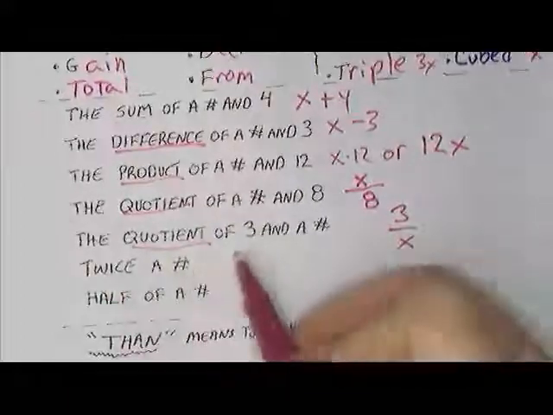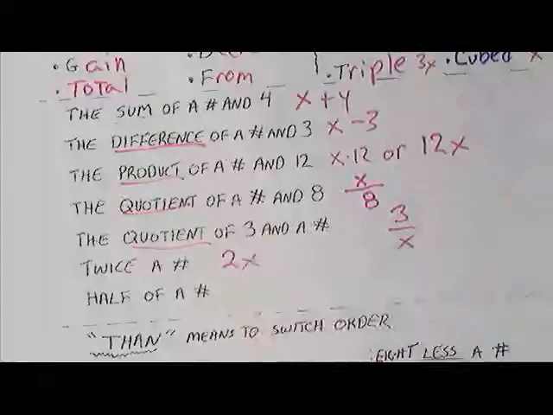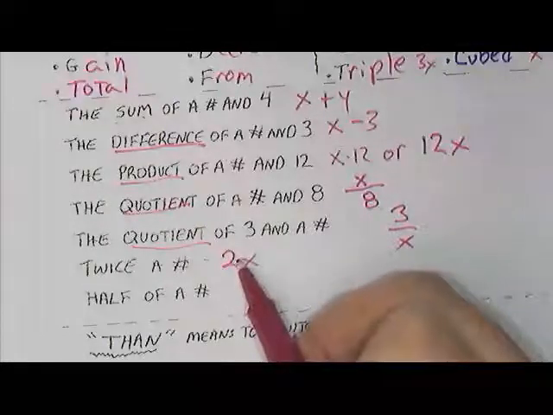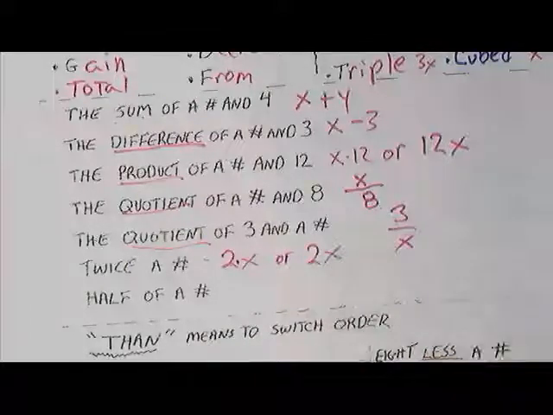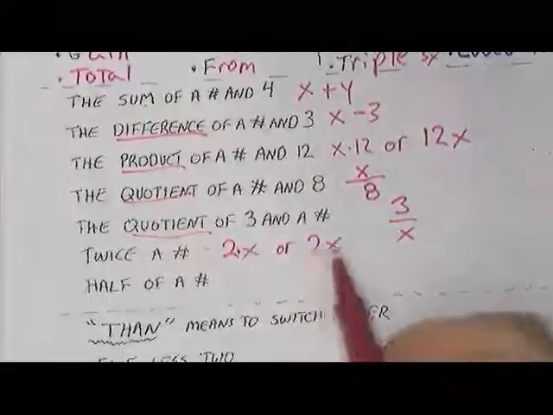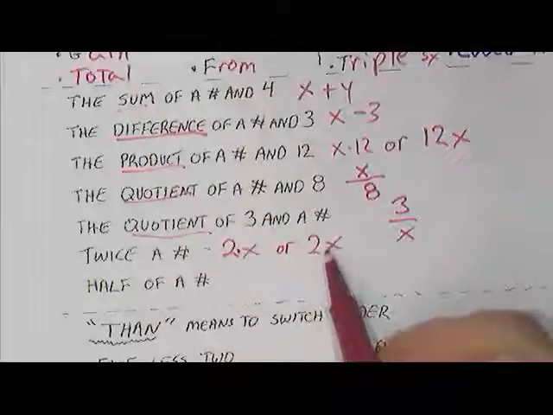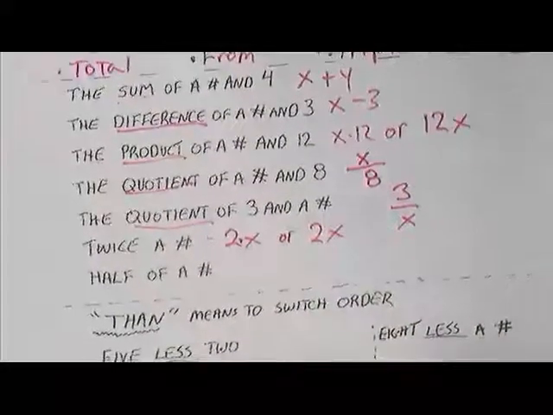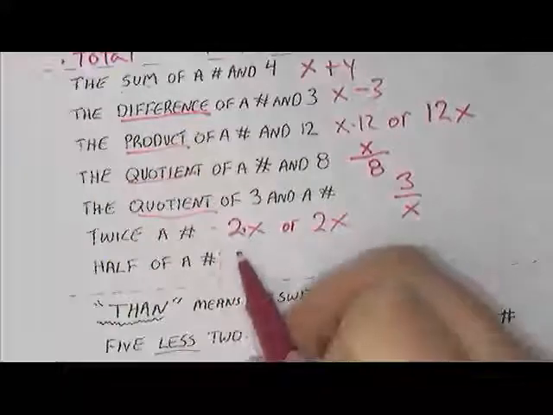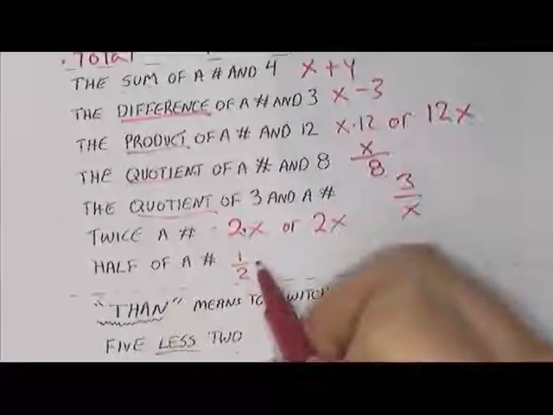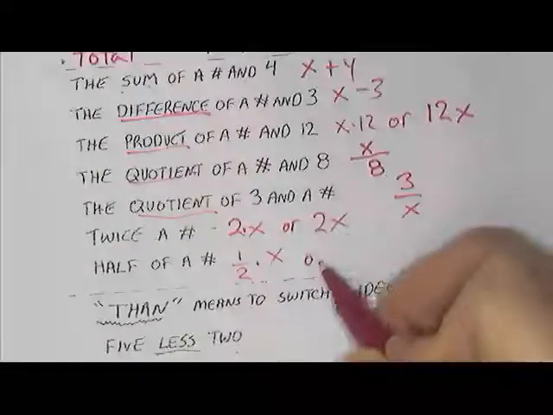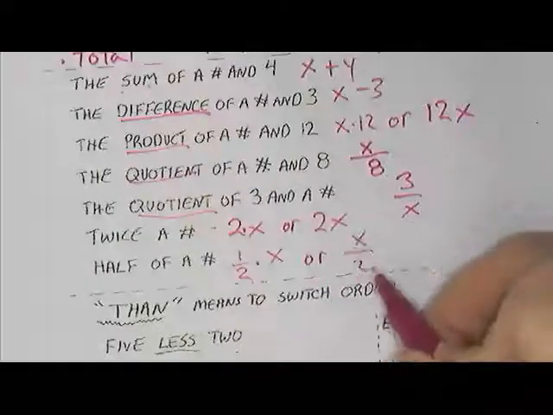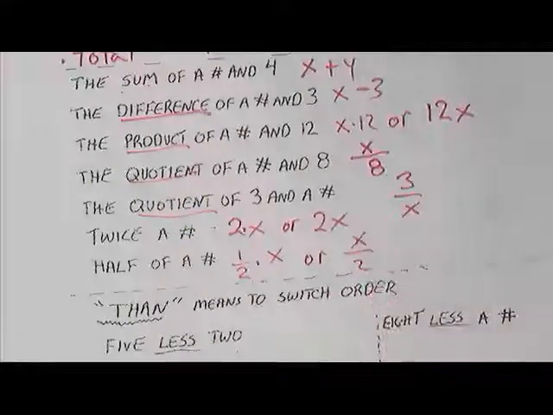Twice a number, or we said that's 2 times, like 2 times x. You could say 2 times x, or you could just write 2x. Because the default is multiplying. Whenever you don't see a symbol in between it, it's multiplying. Half of a number could be written 2 ways. Could be written like this, 1/2 times x, or it could be written just x over 2, divided by 2. Either one of those will work.